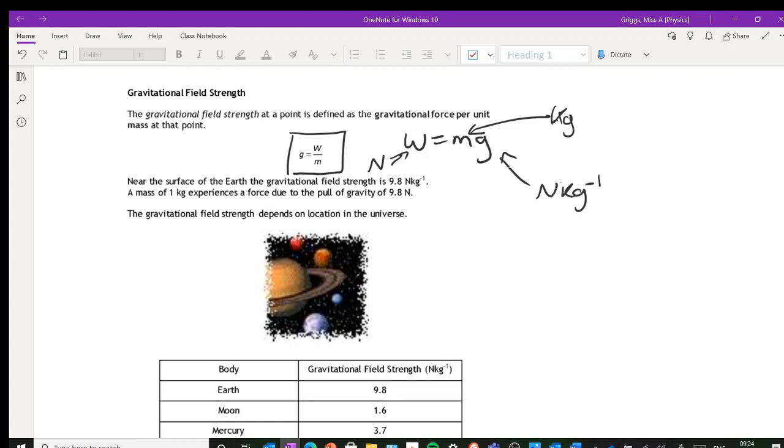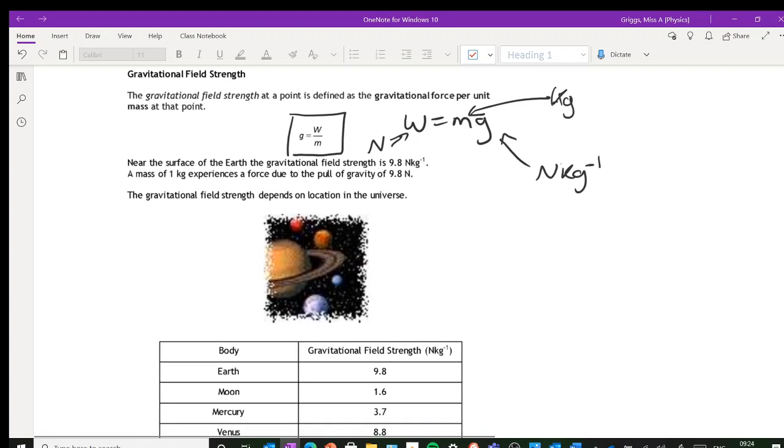And the gravitational field strength depends on the location in the universe. So at the bottom of that page, there is a table of various different bodies in our solar system, and the gravitational field strength corresponding to them, in kg, kilograms. So you can see there, they all have different gravitational field strengths. The moon is much smaller than Earth. Generally, the bigger the body, the bigger the gravitational field strength. Not always, but generally. Okay.